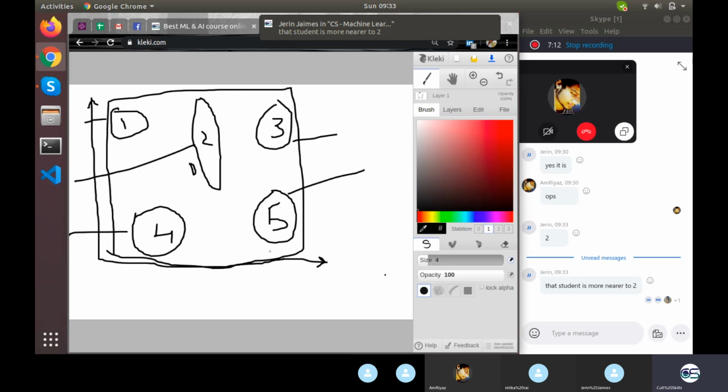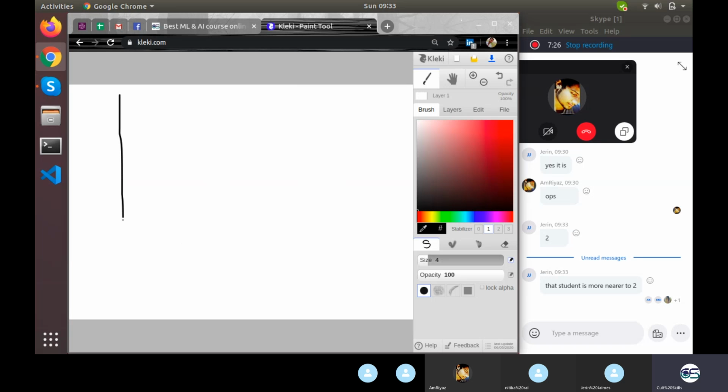That student is nearer to 2. Yeah, right, exactly. So this student is nearer to 2. Nearer means Euclidean distance. Right here we are talking about Euclidean distance. Suppose we have a graph of plots amongst age and height.